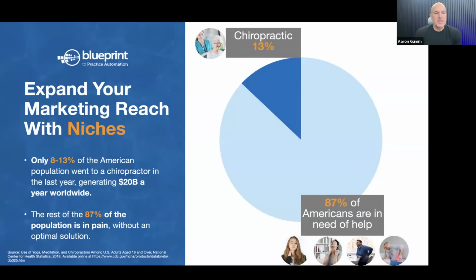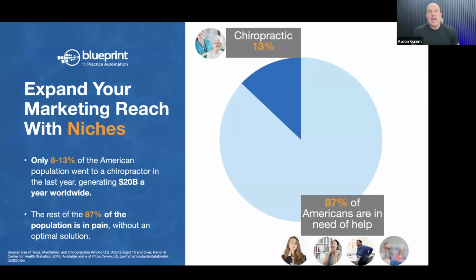And some people argue with me about this, and I've looked it up multiple times. 13% is actually giving it some grace here. It's really 5 to 8, but there's some things that say 8 to 13. So we're reaching 8 to 13% of the population, which means that very small pool. And then 87% of Americans aren't being helped with chiropractic. That's a lot of people.